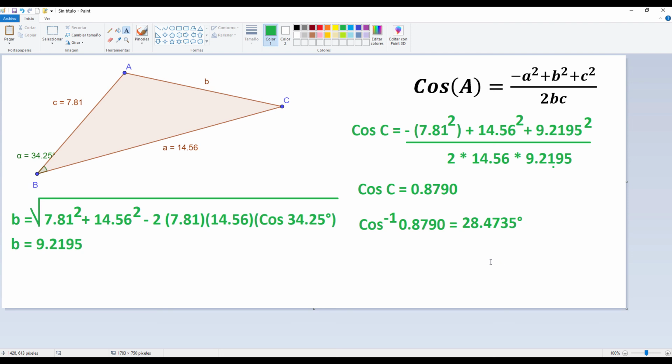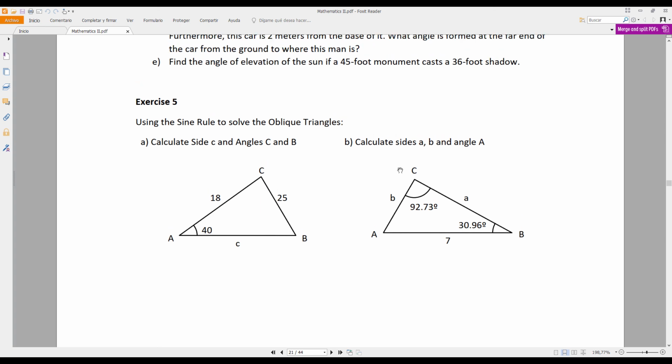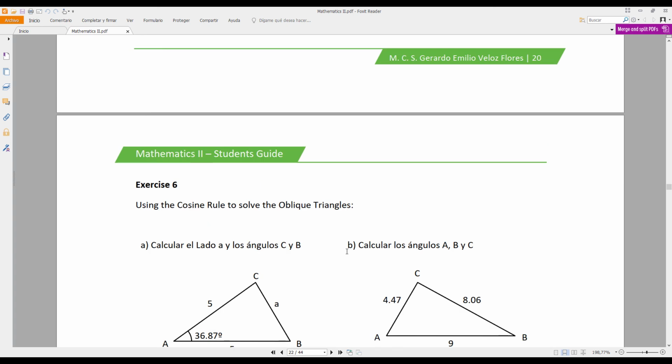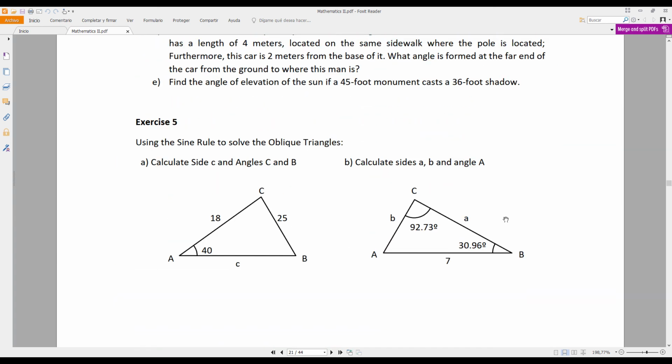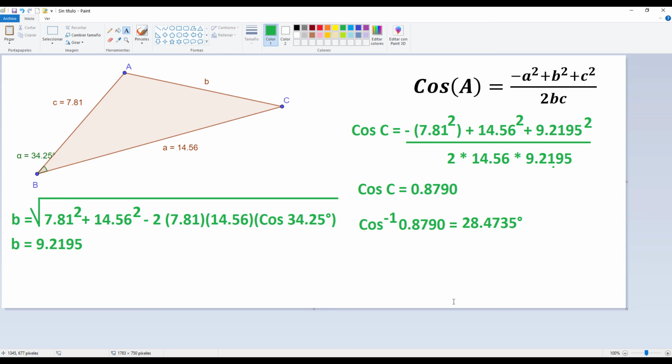Okay, so guys, this is all about that topic. Now you will solve exercise number 5 and exercise number 6 of unit number 2 and send me by Microsoft Teams, and use the equation editor of Word to do all the operations.